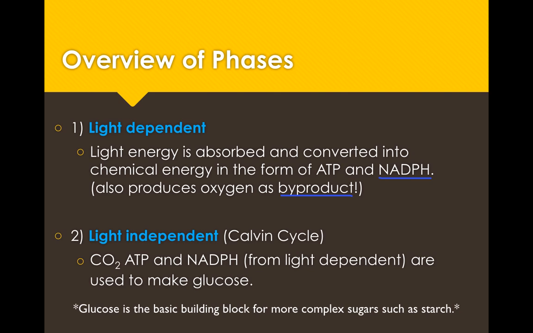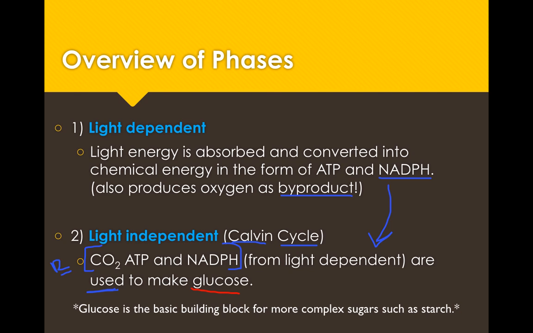The second phase of photosynthesis is called light independent. This is also known as the Calvin cycle. Carbon dioxide, CO2, ATP, and NADPH from the light dependent reaction are used up. So these things are considered reactants because they're used up. And in the end, the product that is produced is 1 glucose.